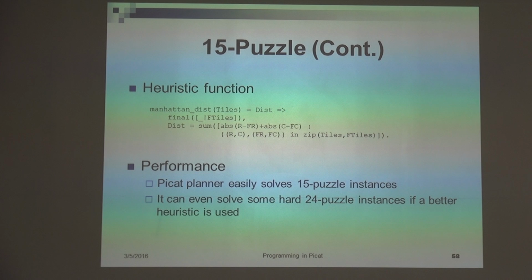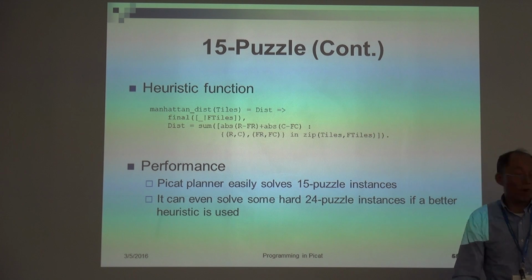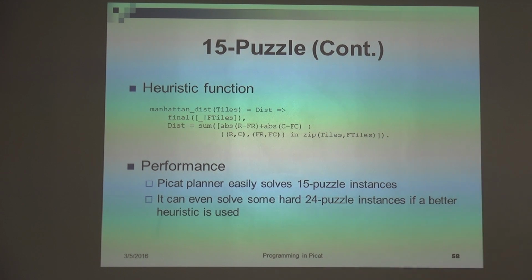All right. So we use this. Well, it's pretty simple to write this Manhattan distance. So how about the performance? Well, it solves all the 15 puzzle instances.